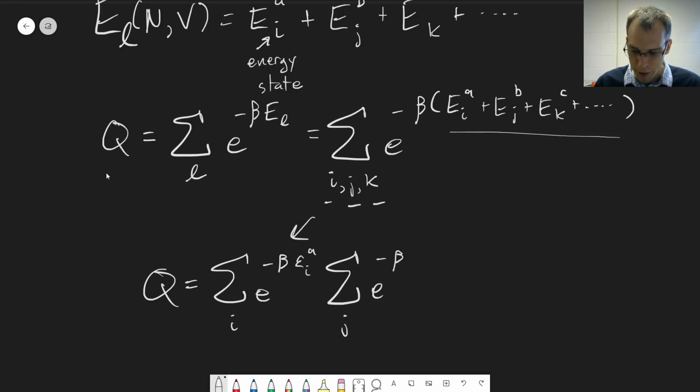So for particle A, we sum over all of its energy states. For particle B, we sum over all of its energy states. For particle C, we do the same thing.